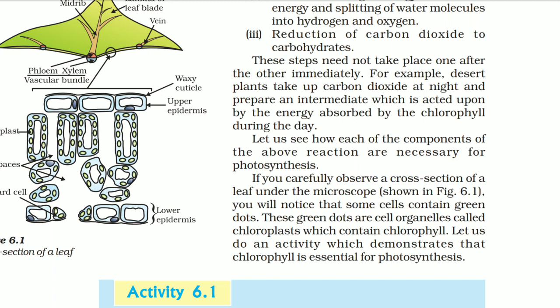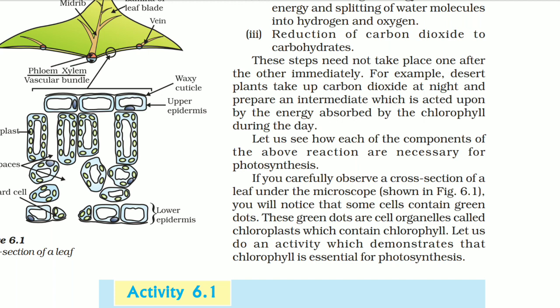Let us see how each of the components of the above reactions is necessary for photosynthesis. If you carefully observe a cross section of a leaf under the microscope, you will notice that some cells contain green dots. These green dots are cell organelles called chloroplasts, which contain the chlorophyll. Let us do an activity which demonstrates that chlorophyll is necessary for photosynthesis. That is the iodine test you have already done before as well.